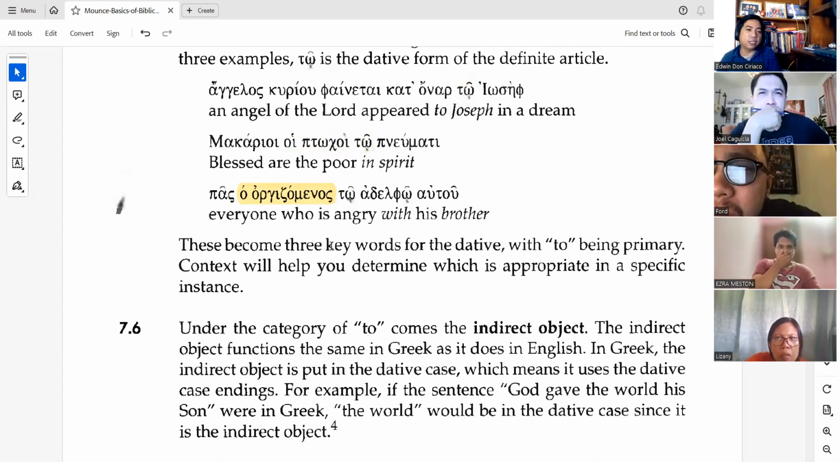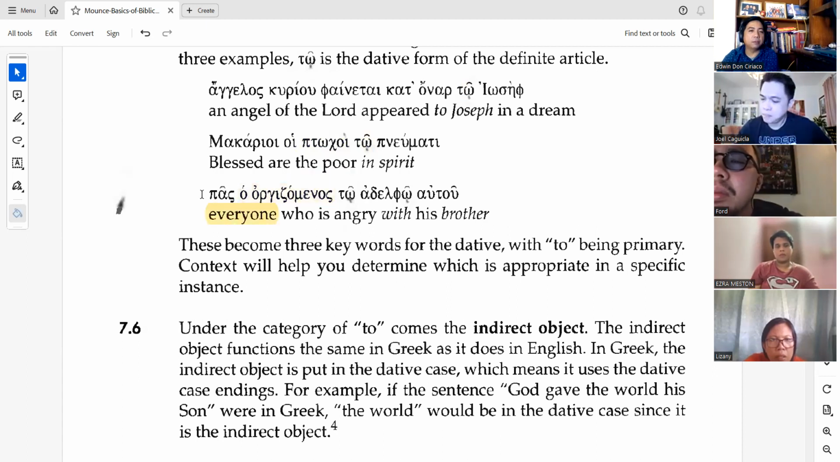It's confusing because it uses a definite article, but also it has case and it also has number. And okay, so the function here is pas, everyone. Pas, no? All, everyone, or each who is angry.